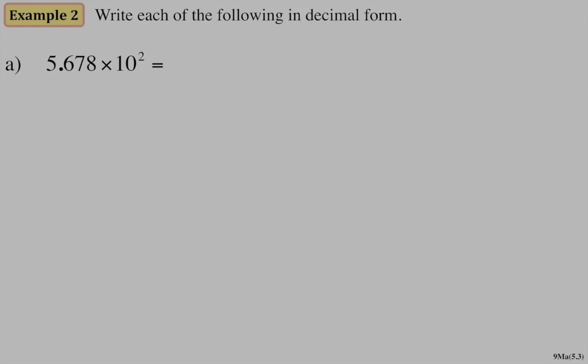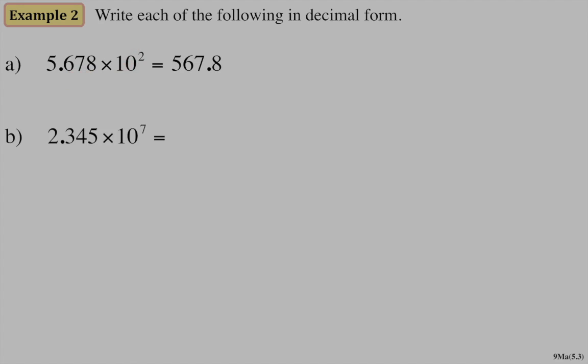We continue on. Let's try writing in decimal form now. So this is a number that's written in scientific notation. Here we're told that the decimal needs to move 2 places to the right. So if I move the decimal 2 places to the right, that number is 567.8. And there's my answer. Because really, times 10 to the power of 2, that's 10 squared, is 100. We're just timesing by 100. Timesing by 100 moves the decimal 2 places to the right.